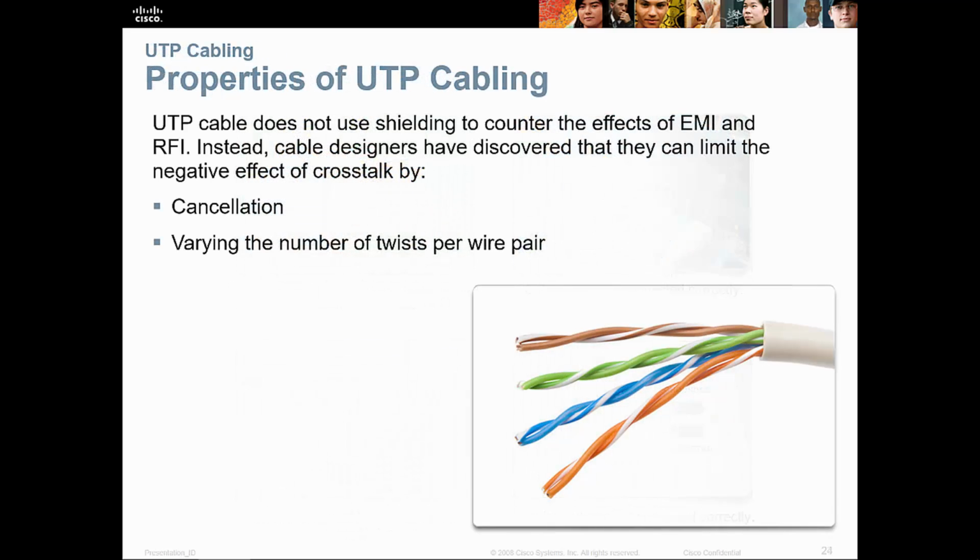Moving on to some of the basic properties. UTP cable does not use shielding to counter the effects of EMI or radio frequencies. So instead, the cable designers have discovered that they can limit the negative effects by crosstalk, by cancellation, as well as by varying the number of twists per wire. So in this example, you'll notice the blue and green have more twists than the red and brown. This is done so that crosstalk, or the jumping of signal between one pair and another, can be mitigated.